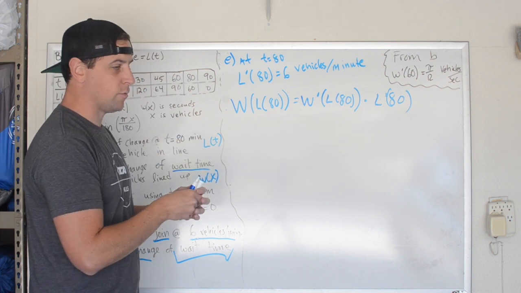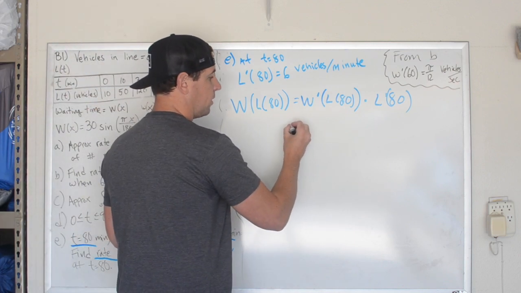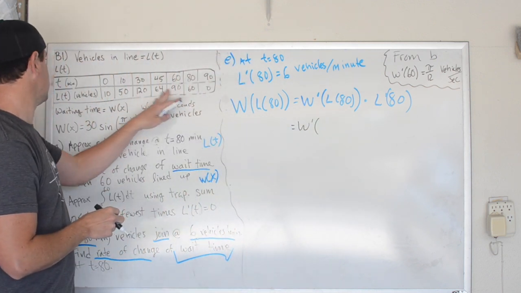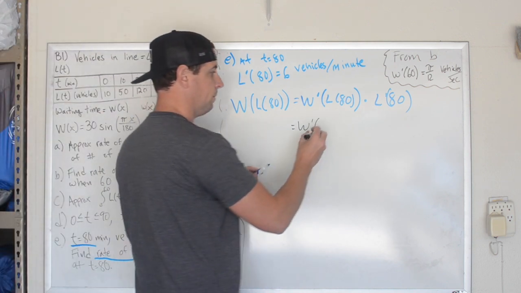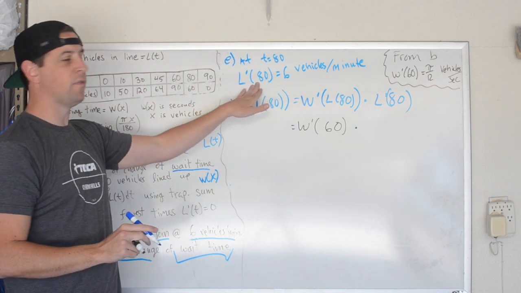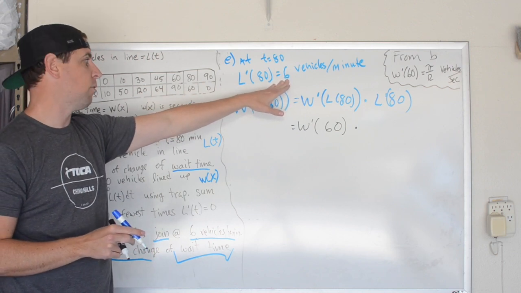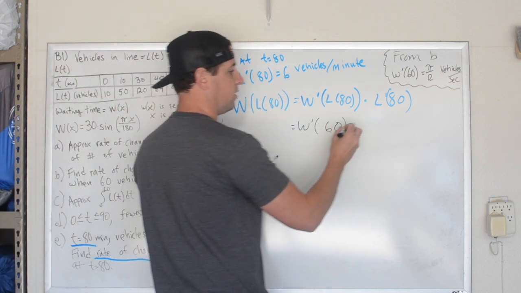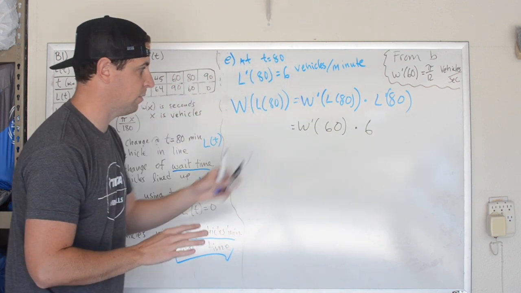Because we're looking for this rate, we need to evaluate some of this. That's going to equal W prime of L of 80. L of 80 is the number of vehicles in line at 80 minutes, which is 60, times L prime of 80. Well, L prime of 80, that's what they gave me. Conveniently, notice they gave me information that I'm going to need in this part of the problem. That's not a coincidence. They usually will do something like that. So times L prime of 80 is equal to 6. We'll put units in a second, but we'll leave it without them there.